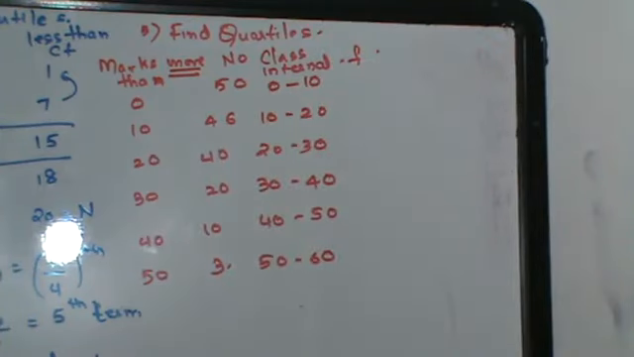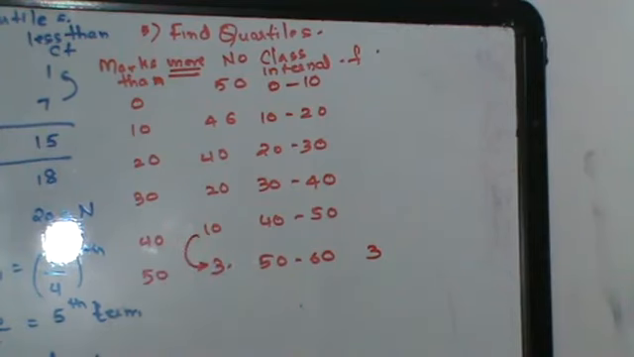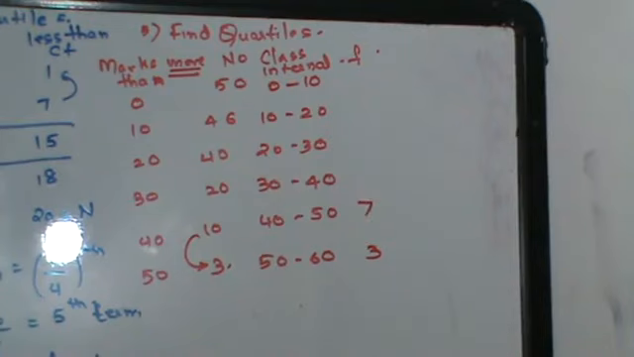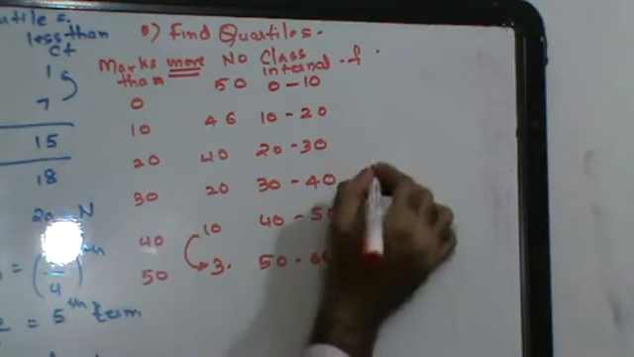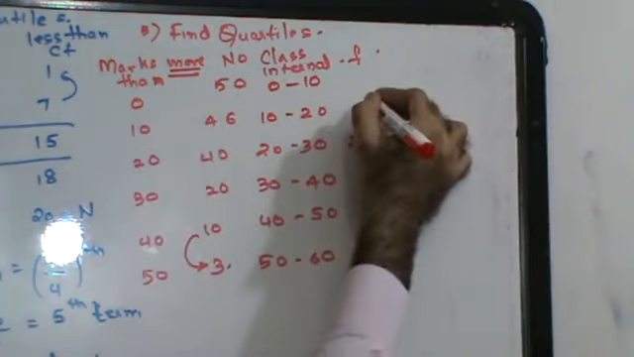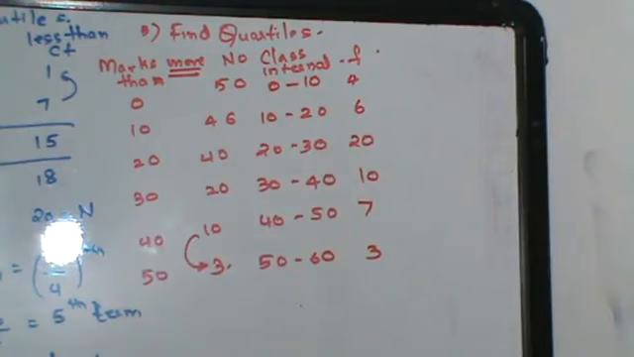When more than is given, this is not the frequency. If they have given you more than, people, please observe carefully, you start from bottom. The last number you will write here as it is. Subtract the last two numbers. 10 minus 3, 7. You will write that will be the frequency. Same way, 20 minus 10, 10. 40 minus 20, 20. 46 minus 40, 6. 50 minus 46, 4.